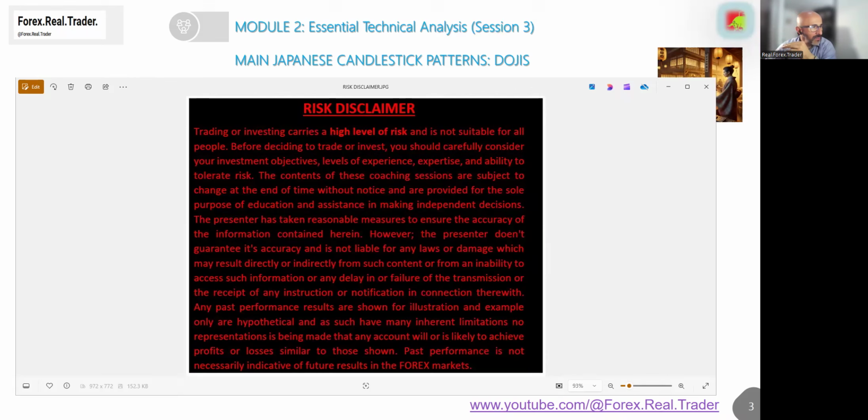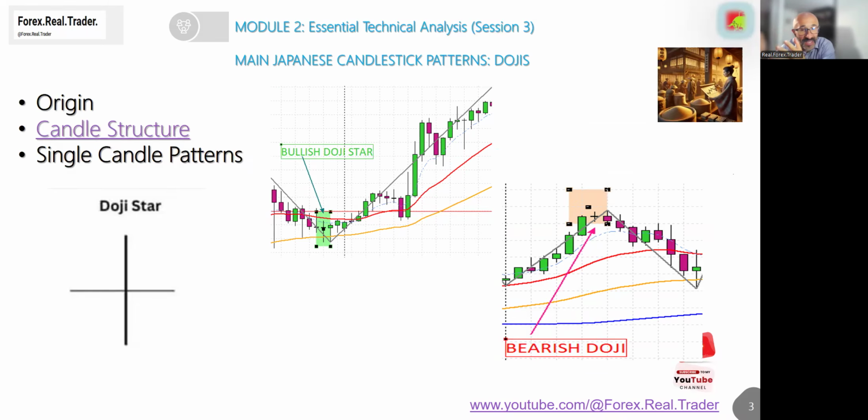So about the origin, we can say that the Japanese candlesticks date back to the 18th century and were developed by Munehisa Homma, a Japanese rice trader. He discovered that market psychology influenced price movements and used candlestick patterns to predict future prices. This technique was later introduced to the Western world by Steve Nison, that I'm pretty sure you have heard about, in the late 20th century.